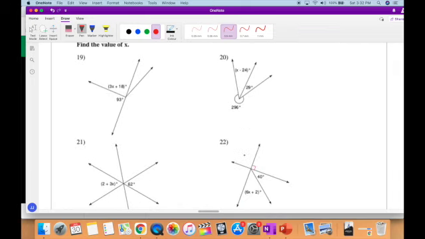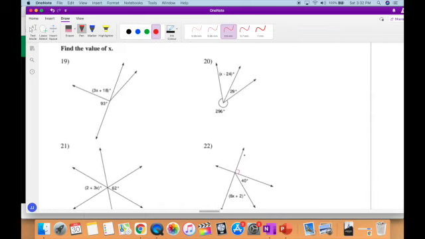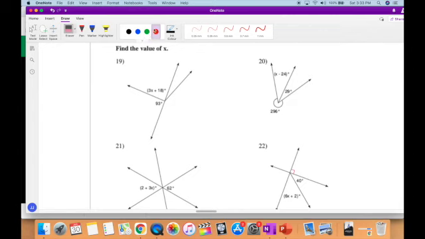Now this is the kind of thing that CSEC might want to ask you, and that is basically find the value of x. So we can see here that these two are supplementary. They will add up to 180 degrees. So what we will do is say, this angle plus this angle will add up to 180 degrees. So now we can solve for x.